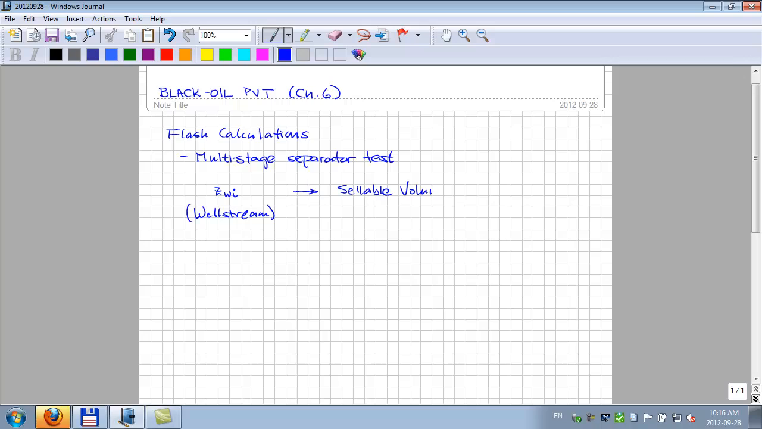volumetric products. Basically what we refer to as G, surface gas, and O, the stock tank oil, surface oil.